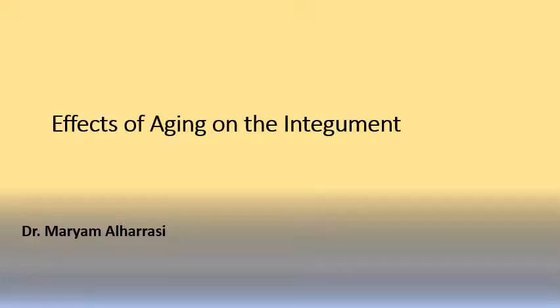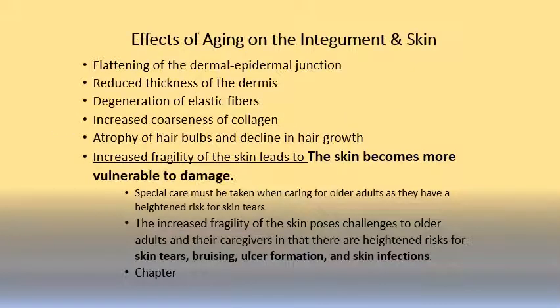Now let's talk about lesson 5, which is effects of aging on the integument. So what happened in the integumentary system is that there is a flattening of the dermal-epidermal junction, which is the junction between the dermis and epidermis. There will be a reduction in the thickness of the dermis. There is also a degeneration of elastic fibers, so the skin will be more rigid.